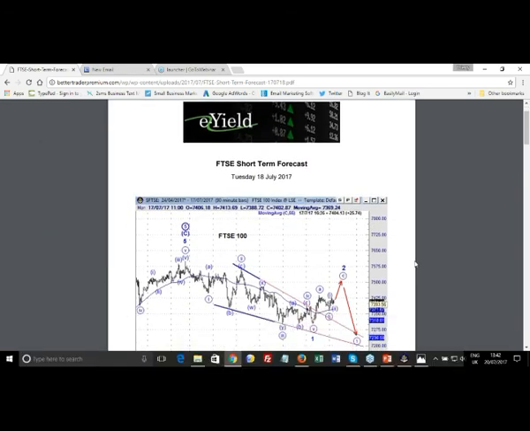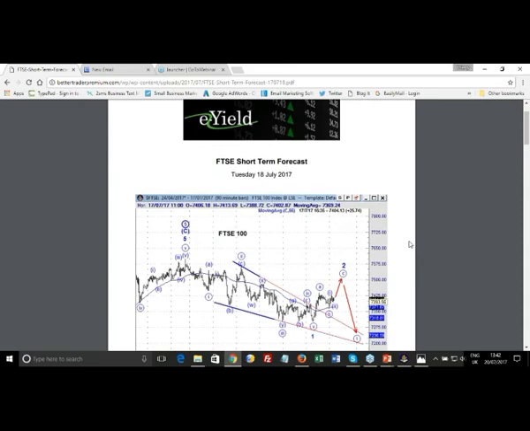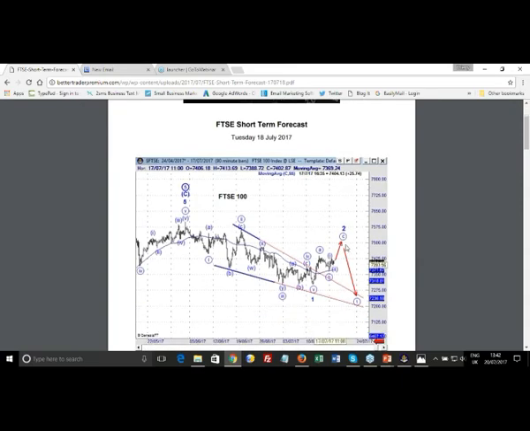Here is a report by FTSE term forecast. Here you can see I expected a rally to 7,500, and a decline. And here is a pattern I was discussing. Here again, you can see wave 5 failing to make a new low.